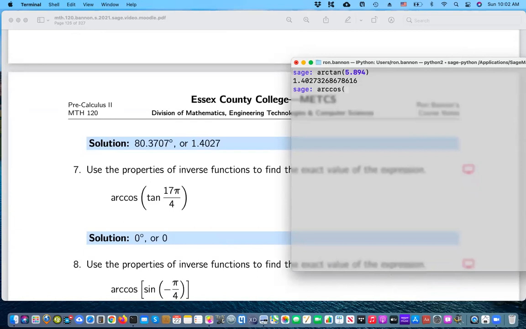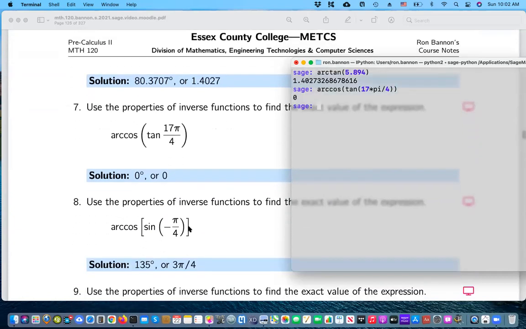Again, you really need to learn how to do things by hand, but you also have to learn how to use a computer. 17 pi divided by 4, right? And you get 0, exactly what you expected to come up with. Let's do the next one using the computer. Arc cosine.